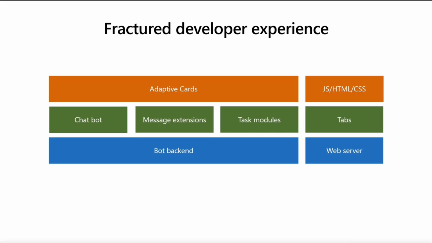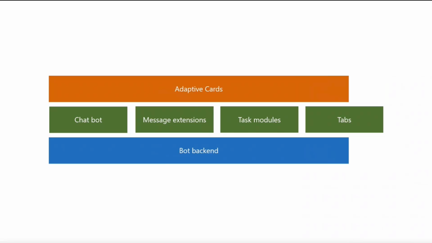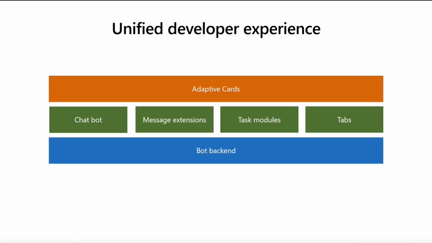So wouldn't it be easier if you could do something like this? I think that looks much better. So what if you could power everything in Teams with a single bot backend and an adaptive card frontend? So this is the unified developer experience that adaptive card-based tabs aims to solve. Now you can reuse your previous investments and enable everything from a chatbot to a Teams tab.